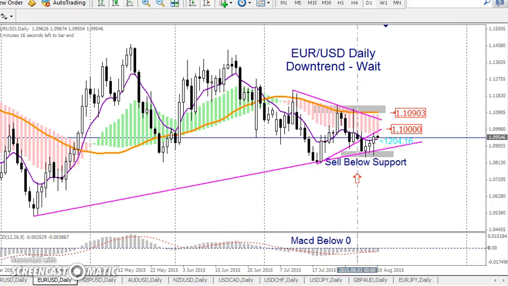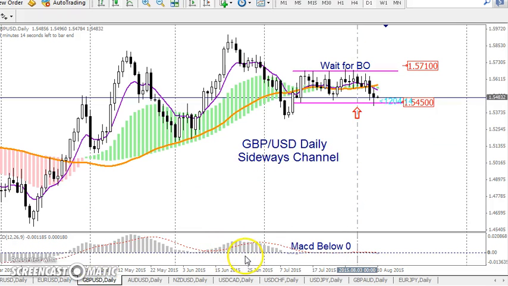Okay, next pair is the British Pound USD daily. This one's fairly obvious. We're trading in a sideways channel. Okay, sideways channel on a daily chart, and you can see price going up, hitting resistance. The upper trend line here designates a resistance area. Price comes back down, goes back up again, hitting resistance again, and comes way back down to a support area. So price is just going back and forth, and right now price is below the 50 SMA.